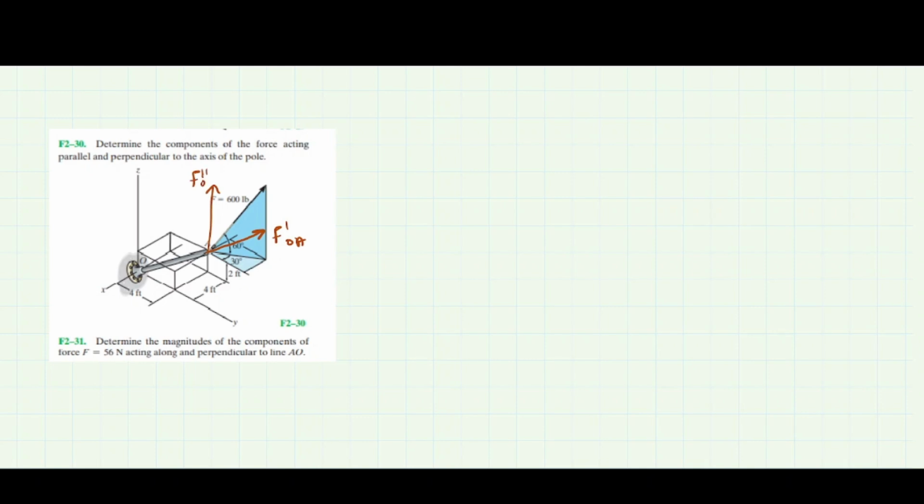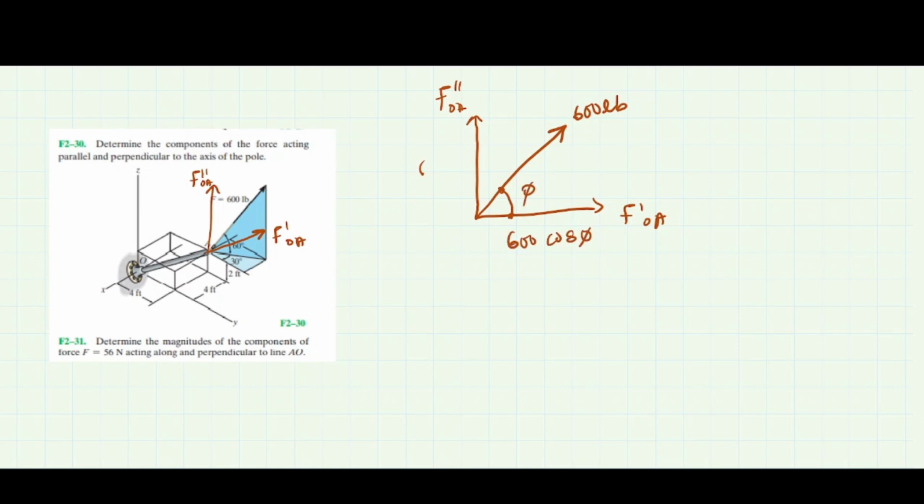F bar OA. Now, the first thing I thought is, if this is F bar OA, and this is the force, 600 pounds, and I could get the angle at this point, then I can simply say this point to be 600 cos phi, and this point to be 600 sin phi. So if I can just get the angle between these points, I'll solve this question. And that angle phi is the angle between the force F vector and the pole OA. If I can find the angle between these two, I found my answer.